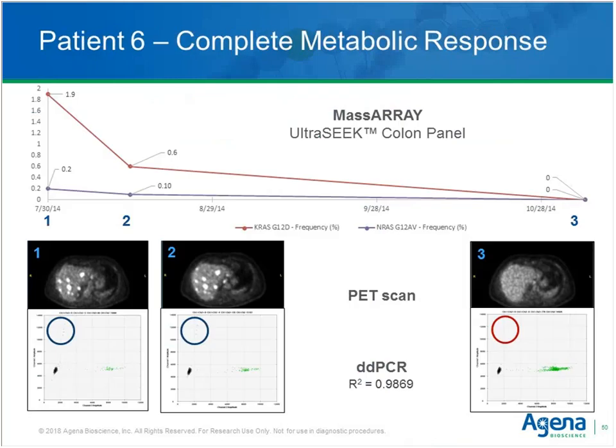So what you see here is that using the ultra-C colon panel for that example, patient number 6 in that study, we were able to detect at time point number 1, at the left-hand side of the upper panel, a KRAS mutation at an allelic frequency of 1.9%. That's the red line. That drops to 0.6% after 1 cycle of chemotherapy, and then towards the right-hand side to not detectable. And there is very similar behavior, but at lower abundance, for an NRAS mutation.